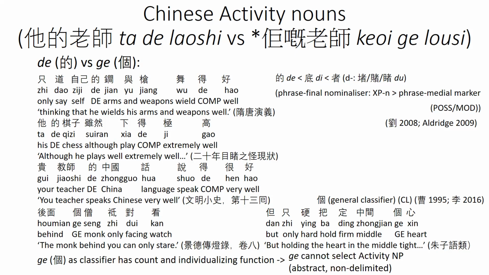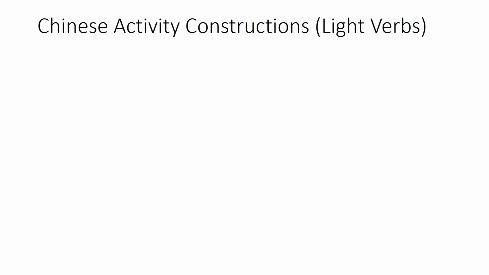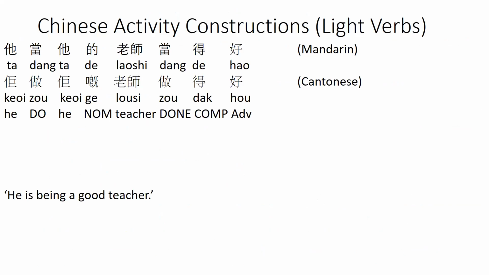seem to account for the individualizing function, which makes it incompatible with activity, because activity is abstract and non-delimited. This may explain why ge cannot select activity as its complement, and hence cannot form activity nominals as we see in Chinese dialects. Right, so if we look at the derivation of the Chinese activity verbs again, the light verb structure, which I've proposed, consists of two distinct light verb positions for both the actor and the activity.